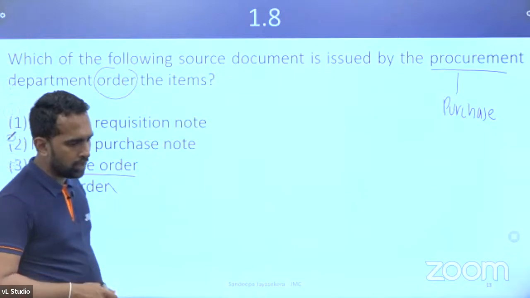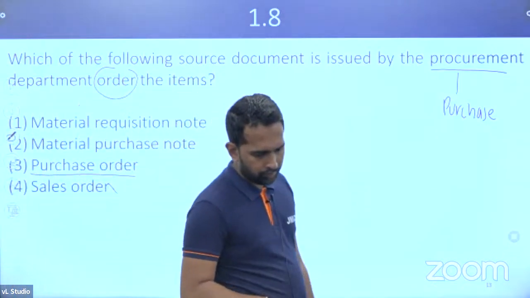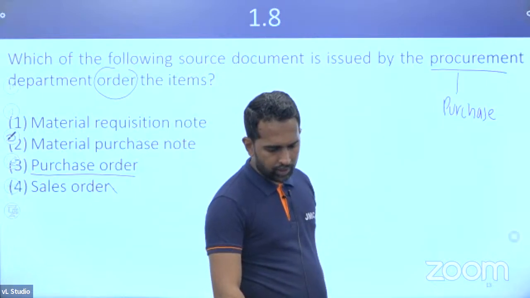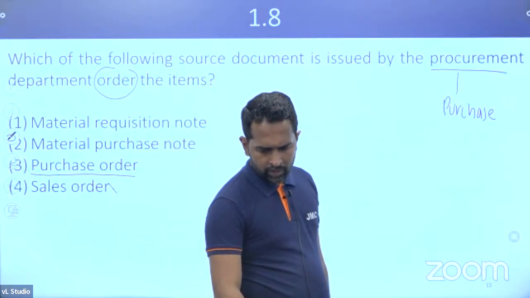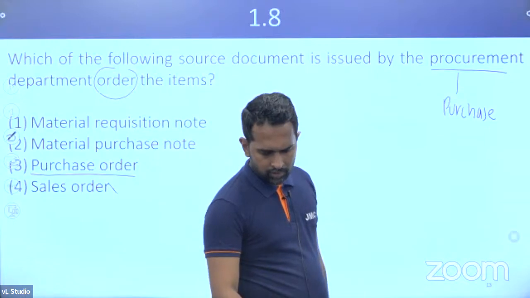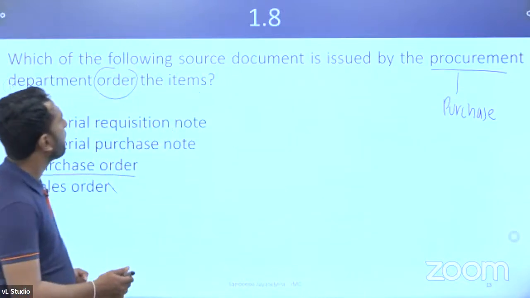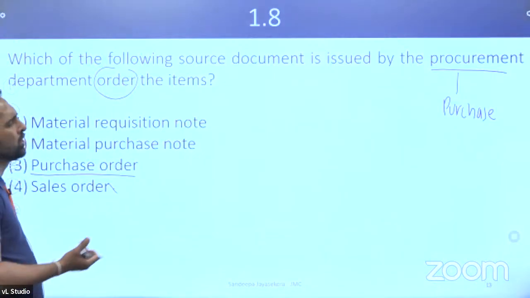So purchase order is the correct answer. Okay? Right, we'll move on to question number 1.9.